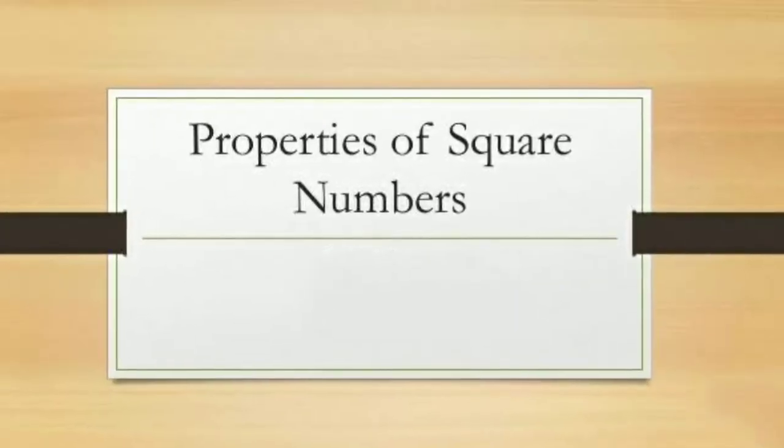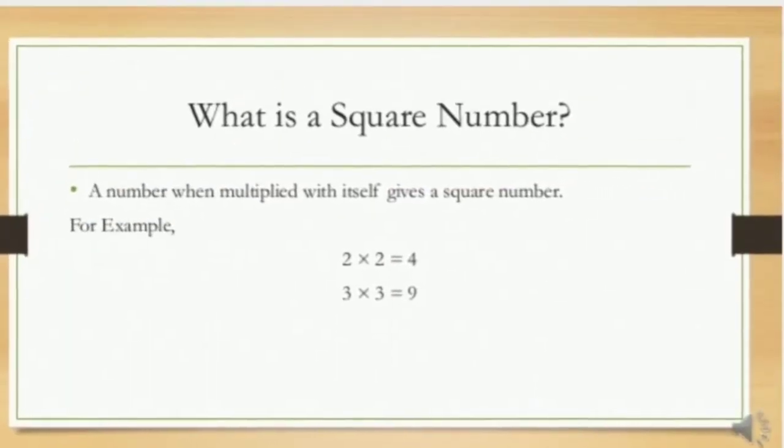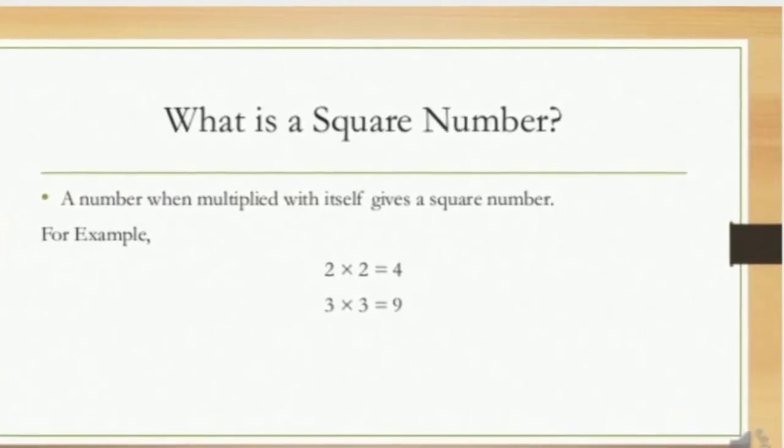Properties of square numbers. Let us revise what is a square number. 2 twos are 4, 3 threes are 9, 10 tens are 100, and so on.